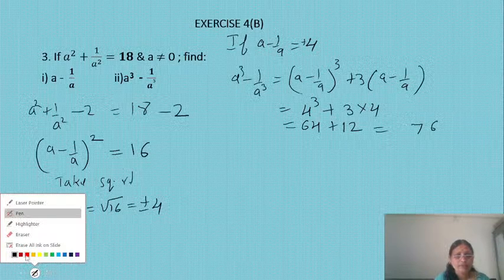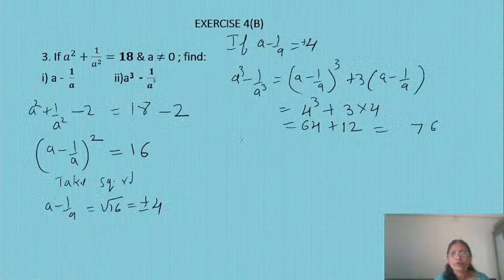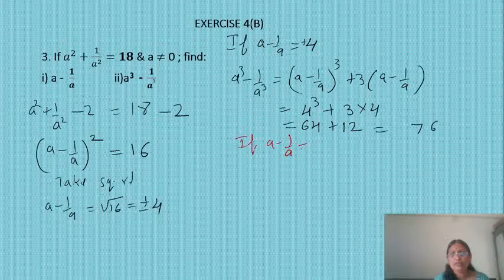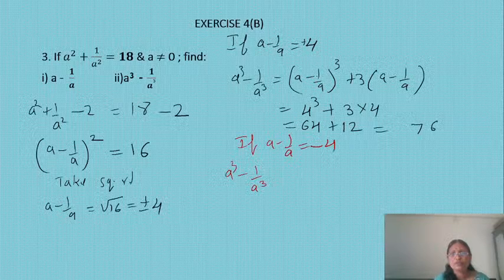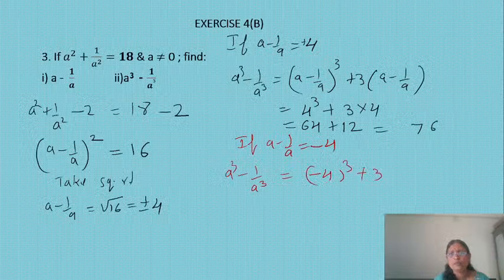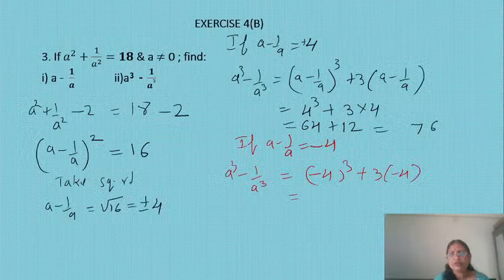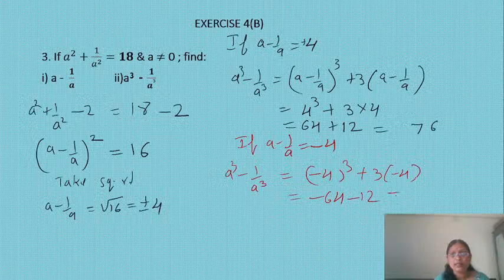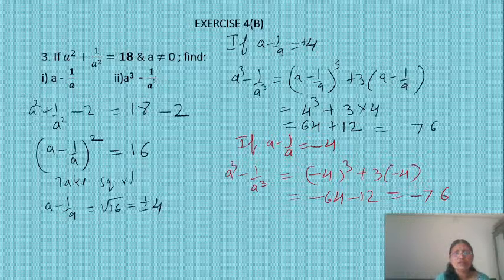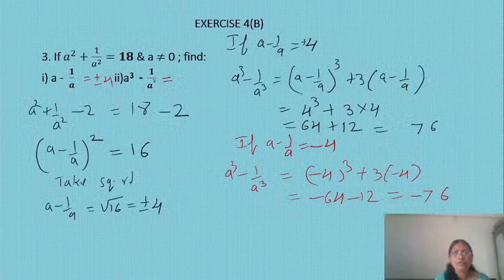Now we will take if a minus 1 upon a is equal to minus 4, we get a cube minus 1 upon a cube. In this, we are going to substitute the value of this as minus 4. So, minus 4 cube plus 3 multiplied by minus 4. Minus 4 cube is minus 64. Cube of negative is negative. 3 multiplied by minus 4 is minus 12. And the two negative integers we add, and we get minus 76. So this is how the value of a minus 1 upon a was plus or minus 4 and a cube minus 1 upon a cube was plus or minus 76.